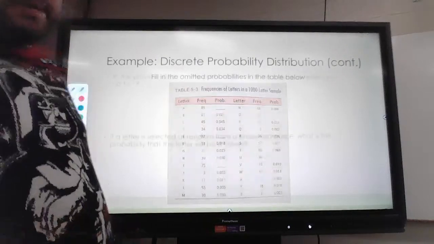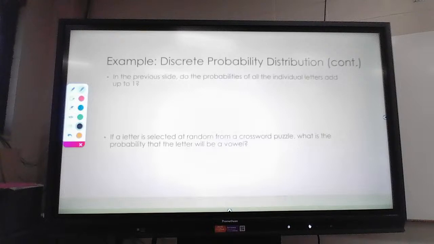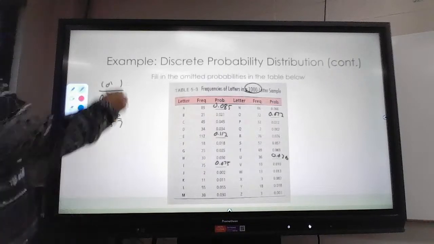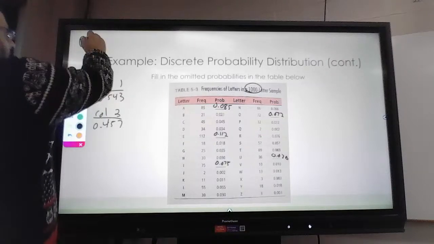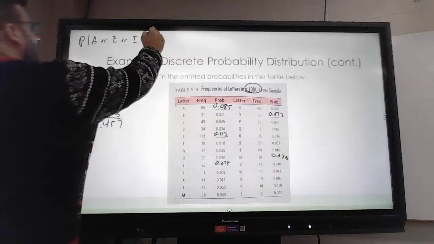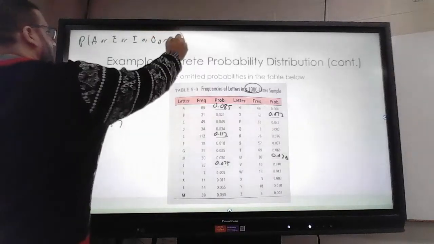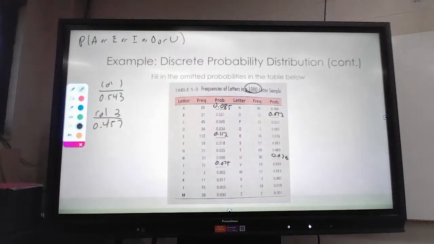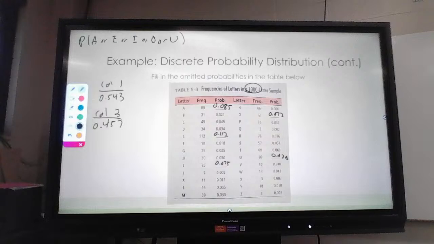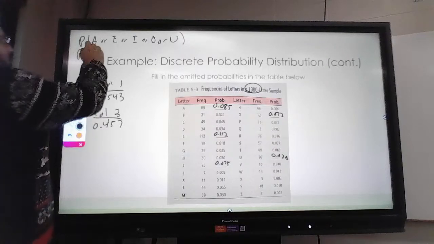Okay. Now, if a letter is selected at random from a crossword puzzle, what is the probability that the letter will be a vowel? So that means I'm selecting one value at random, which means that I'm looking for the probability that I either get an A or an E or an I or an O or a U. Now, the good thing is I'm picking one letter, and one letter cannot be another letter at the same time. So these events are mutually exclusive.